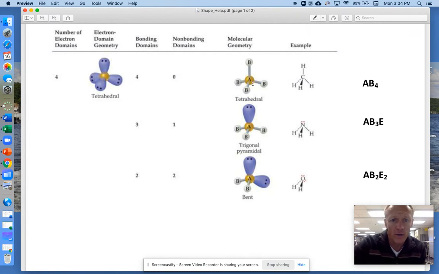If all of them are bonded pairs, it's tetrahedral for molecular geometry. If 3 of them are bonded and there's 1 unshared pair, it is trigonal pyramidal. Trigonal meaning there are 3 elements off of this. This would be the shape of a pyramid. And if it's 2 bonded and 2 unshared pairs, it is now back to bent again.